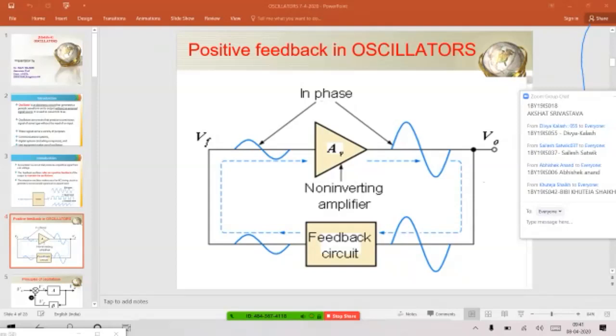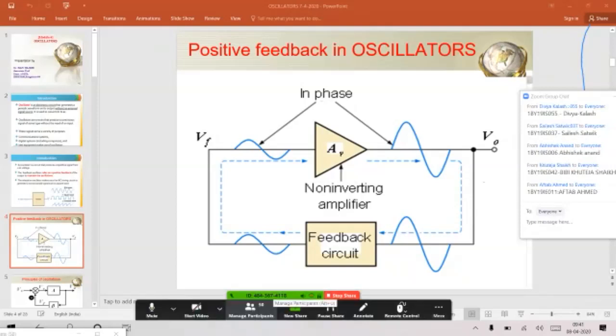Both the signal at the input of the amplifier and the signal at the output of the feedback network should be in phase. Then only you can say positive feedback, and that is very much required in oscillators. Positive feedback, keep this in mind, right?